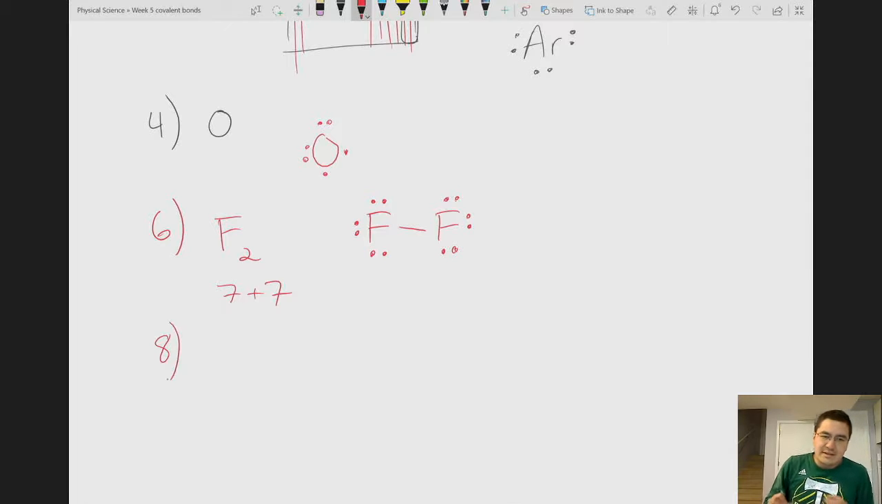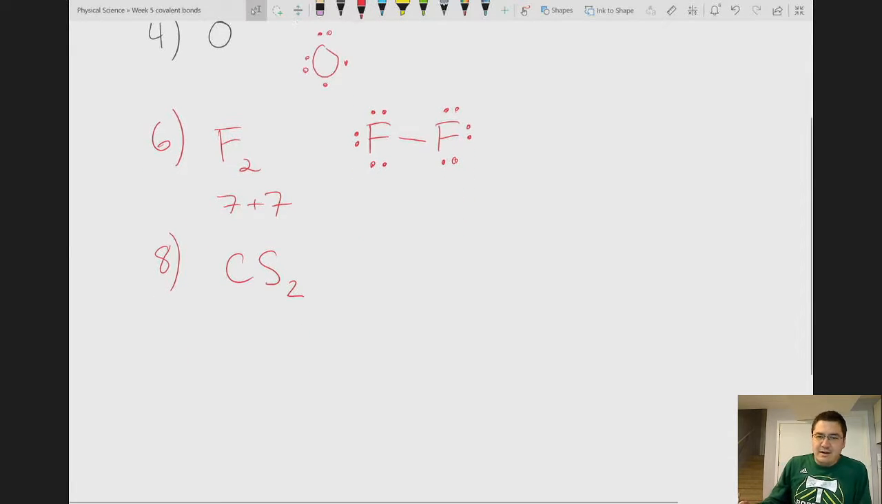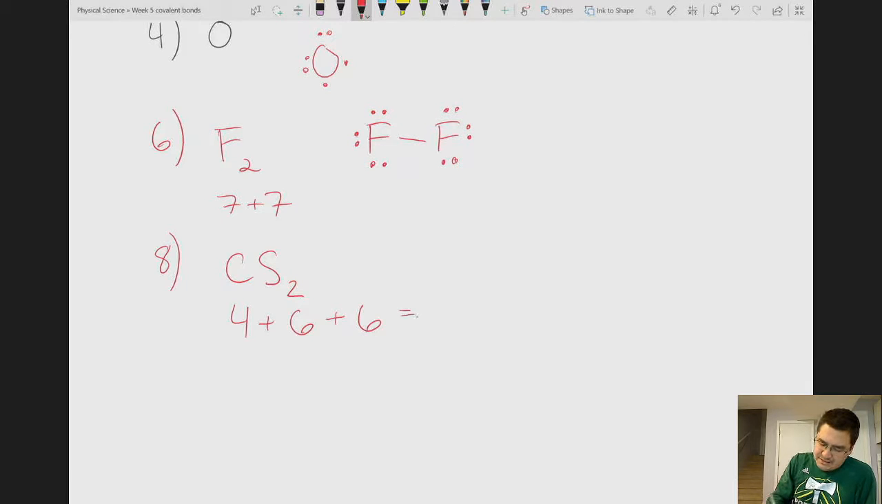Okay, number 8, CS2. Carbon is in group 4, so 4, plus sulfur is in group 6, right below oxygen. So 4 plus 6 plus 6. Again, CS2 is made up of 3 atoms, so I have 1 carbon and 2 sulfurs for a total of 16 valence electrons.